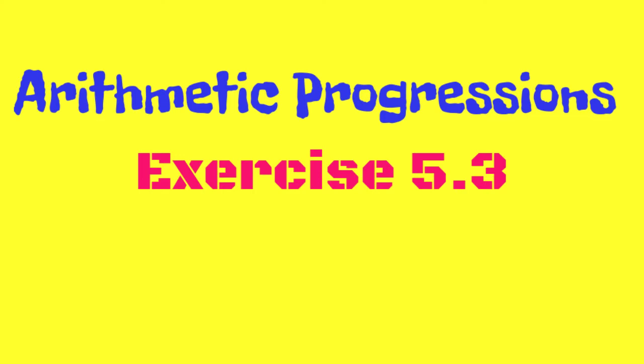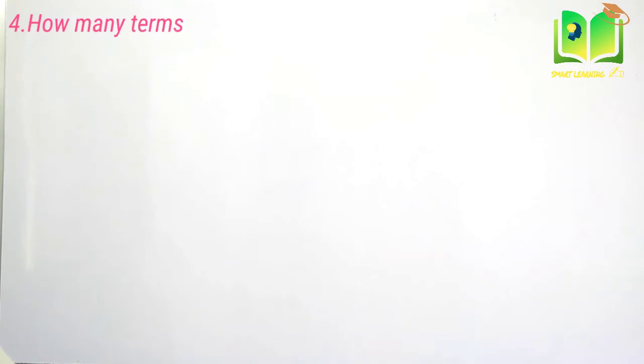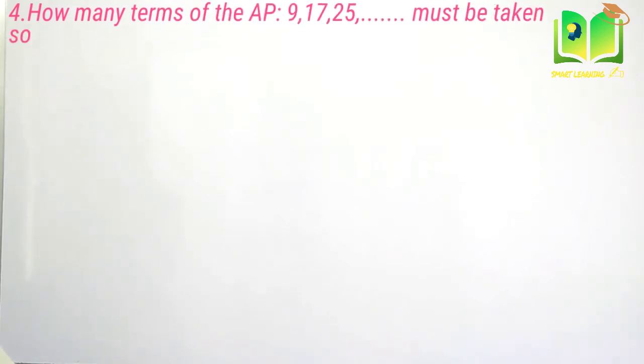First we will see question number 4. According to question number 4, what is there? In the given AP, how many terms are there? So from here what we have to find? 9, 17, 25. These are actually your AP. And we have to find how many terms are there if the sum of the AP is 636.